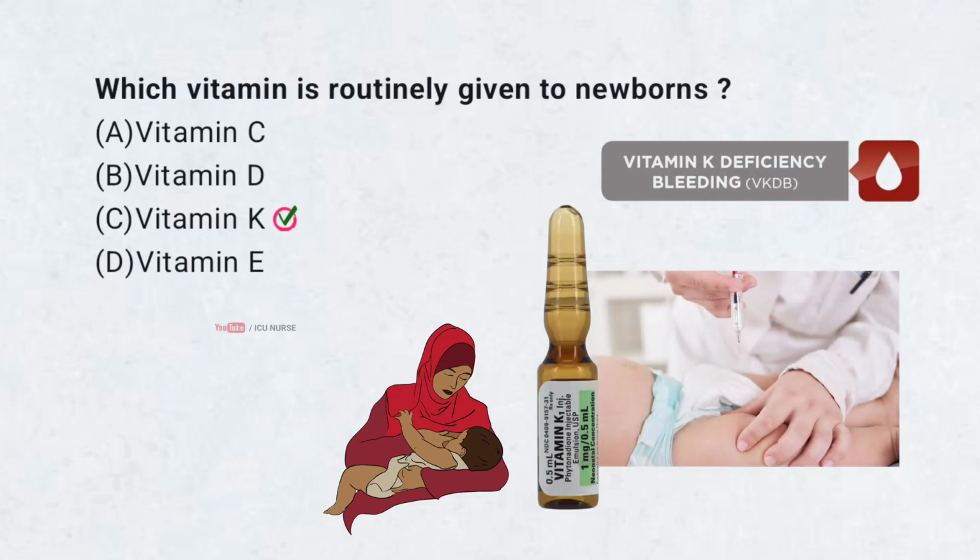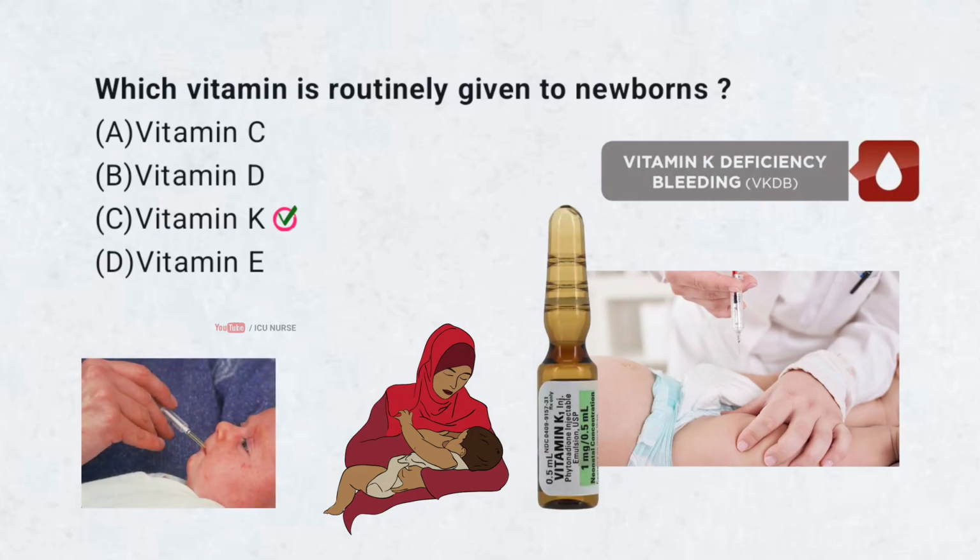The injection is given universally, typically in the thigh muscle. It is given within 6 hours of birth. The dose is safe and crucial for prevention. Oral vitamin K is less effective and not standard.